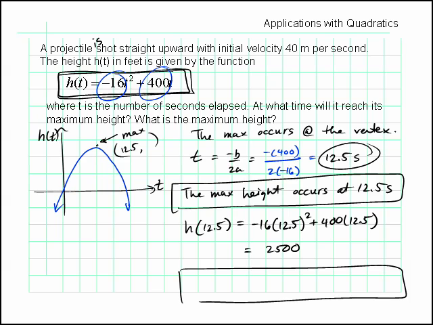Let's write that down. The maximum height achieved by the projectile is 2,500 feet. And that would be the second part of the vertex here. 2,500 feet right there. And that's how we use quadratics to solve maximum and minimum problems.